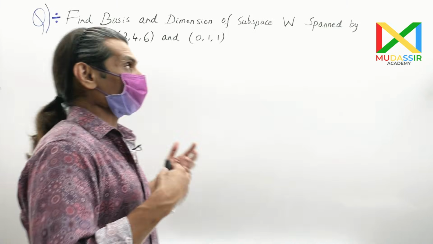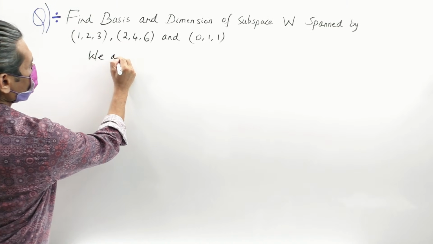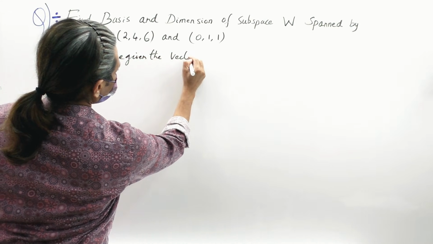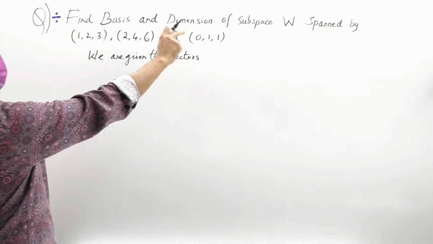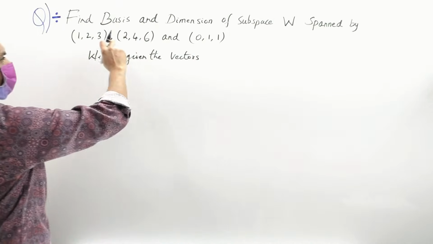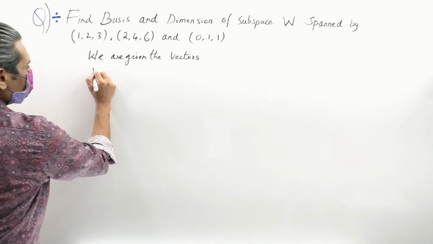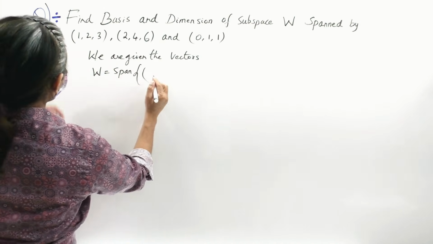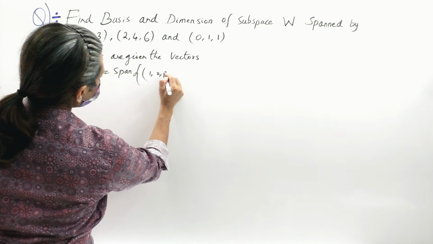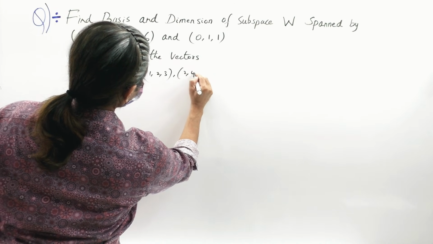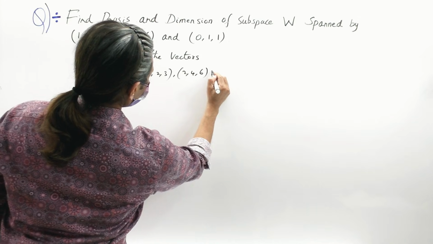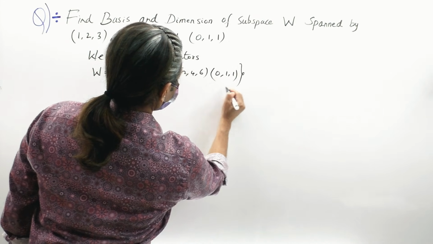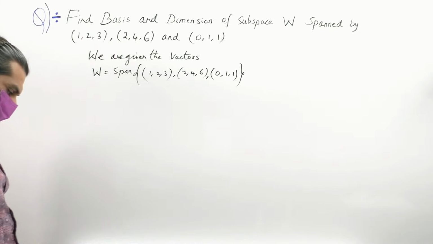Now, moving on to this problem. So we are given the vectors. What it says is: subspace W spanned by these vectors. So we write W is equal to span of the vectors (1, 2, 3), (2, 4, 6) and one more, (0, 1, 1). Okay, these are the vectors.